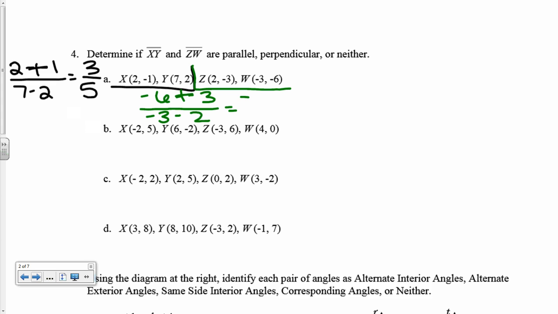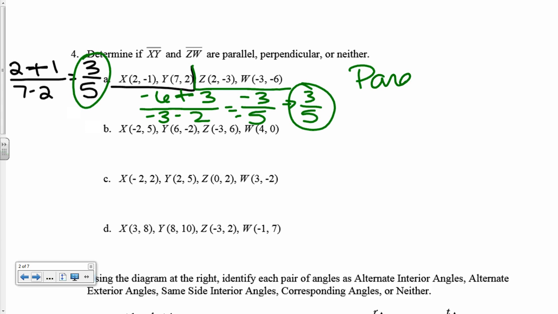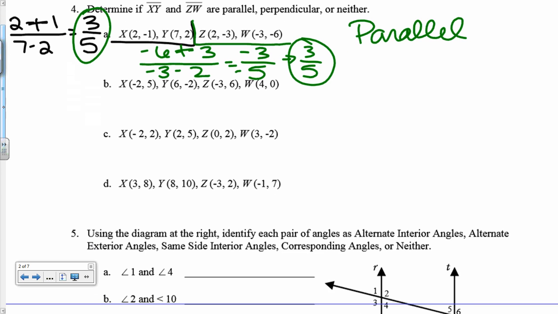I get negative 3 over negative 5, which simplifies to a positive 3/5. So since these are the same, this is parallel. B, same thing. Negative 2 minus 5, 6 minus negative 2. We get negative 7 over 8.